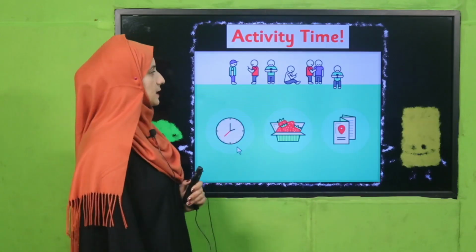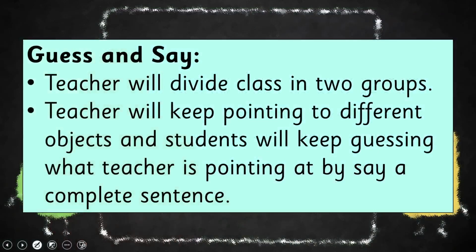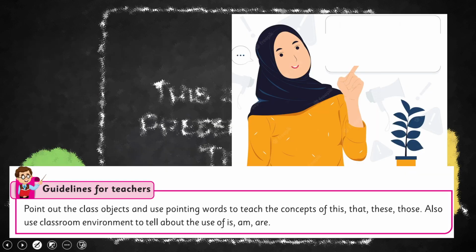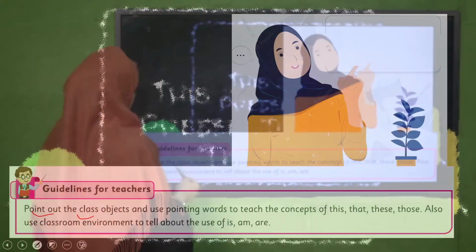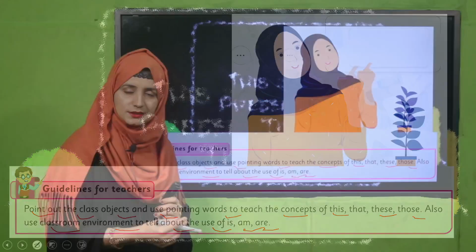Good. Now it's activity time. So we are moving toward an activity. My dear teacher, what you have to do is divide the class into two groups. The teacher will keep pointing to different objects and students will keep guessing what the teacher is pointing at by saying a complete sentence. You can see here is also a guideline: point out the class objects and use pointing words to teach the concepts of this, that, these, those. Also use the classroom environment to tell about the use of is, am, are. Okay, I have already discussed that.